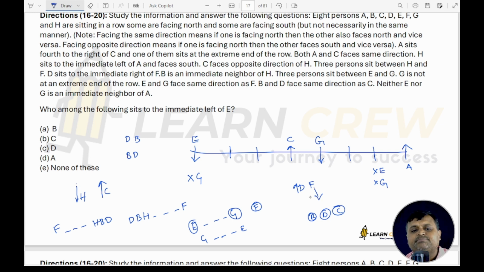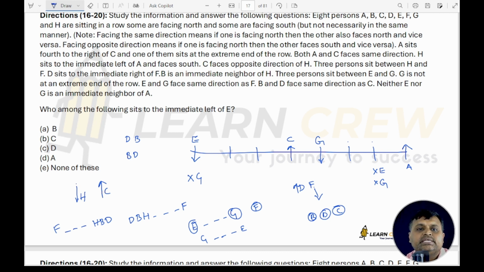So here F must be facing south. D is facing immediate to the right of F. B is an immediate neighbor of H, means it can be B, it can be H, it can be D, it can be F. Next, three persons sit between E and G. It is satisfied. Now E and G face the same direction as F. G is not at an extreme end of the row. It is already done. G is already arranged.